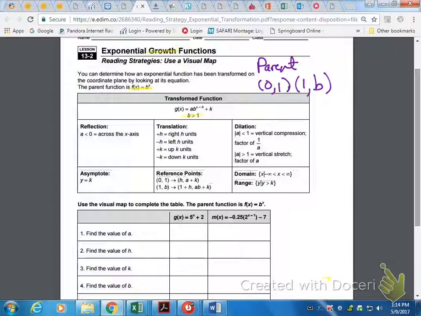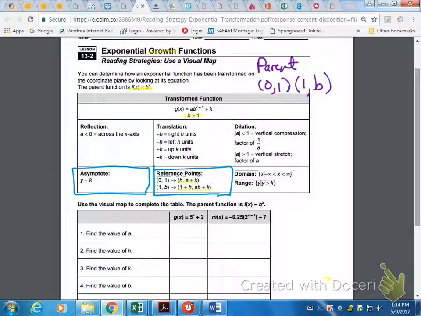So if we look at the top, we have our reflections, translations, dilations, which are our stretch and compression. Okay, so you are familiar with those. What I want you to highlight here now is the asymptote, the reference points. In particular, these are the reference points, those right there.